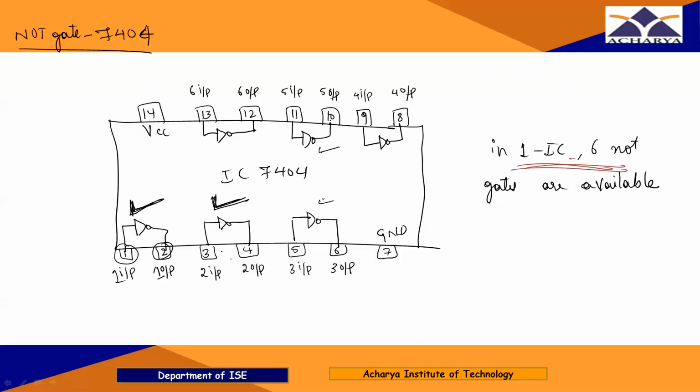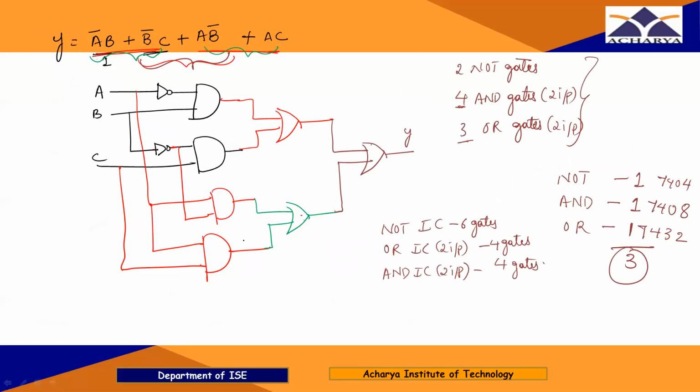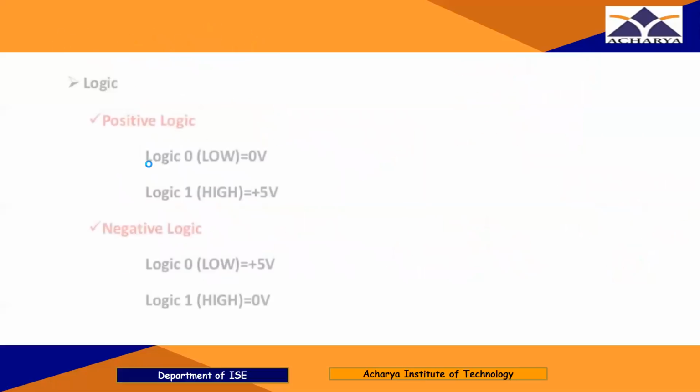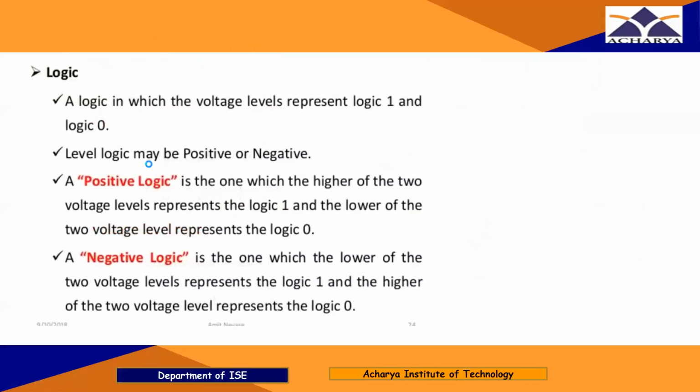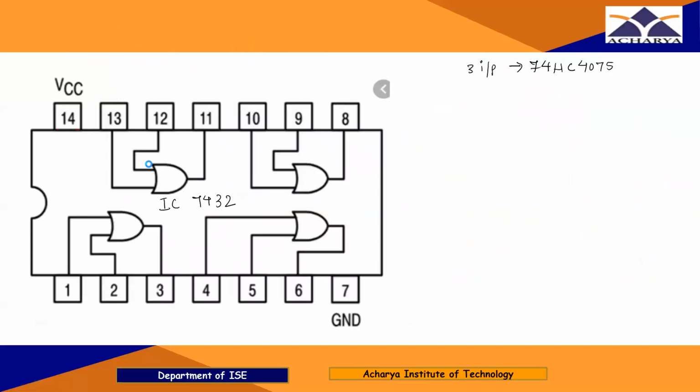And for the second gate, 3 is the input, 4 is the output. Right? I'm going to write that here now. So here I'm going to use pin number 1 input, pin number 2 output, 3 input and 4 is the output for the NOT gate. Likewise, I have to write the inputs for the AND gate as well as OR gate also, right?